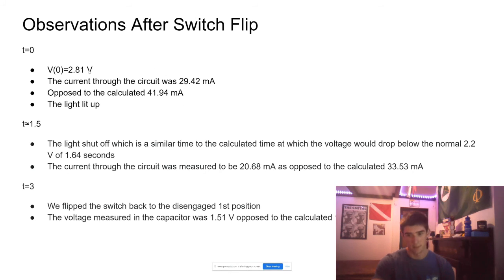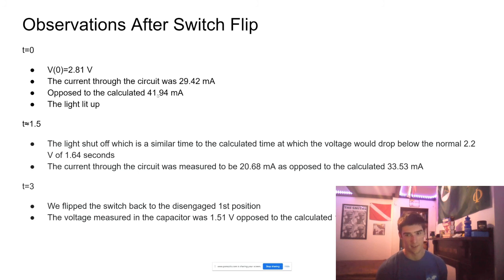Whenever little t was equal to 0, I then flipped the switch. When little t was equal to 0, V naught, which if you look back in the equations is what the voltage equation is based off of, is equal to 2.81 as we found earlier. The current through the circuit as soon as I flipped the switch was about 29.42 milliamps, as opposed to the 41.94 milliamps, but the light lit up. That's what matters. At about 1.5 seconds in, the light actually shut off.